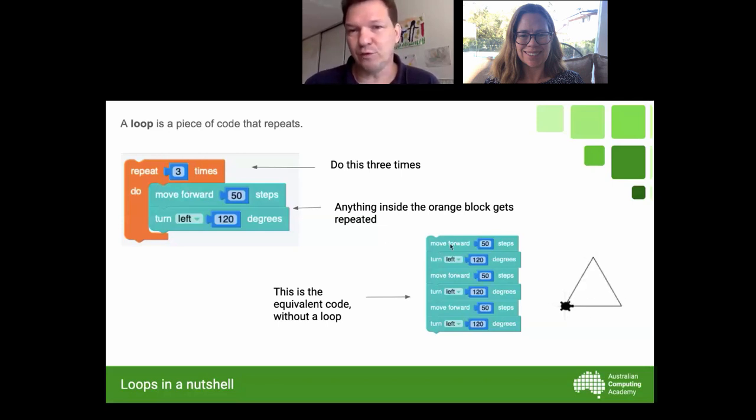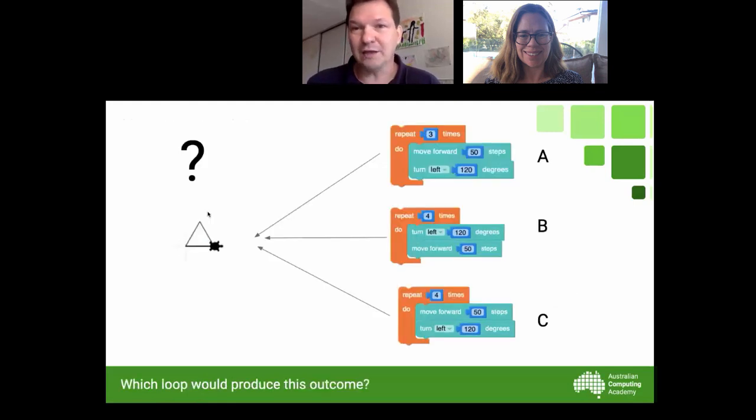We would just have to then write these blocks again and again. So we would need to move forward, turn left 120 degrees, move forward, turn left, move forward, turn left. And that's just a little bit tedious, having to repeat yourself all over again. But for all intents and purposes, that's the same thing. So this code in the repeat block, repeat and move and turn 3 times, is the same as this. So you can write either. You might want to start without the repeat block and then introduce the repeat block later. It's your choice.